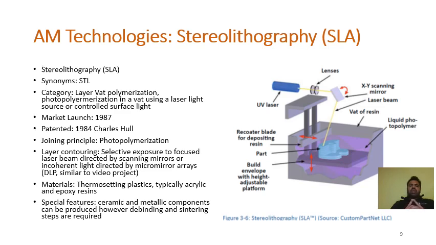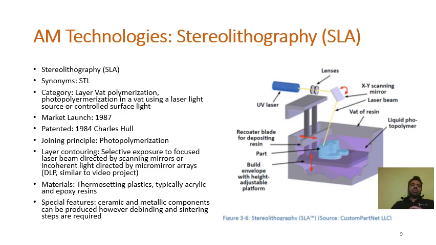Parts are built in SLA by local polymerization of a photosensitive resin by exposure to ultraviolet light coming from a laser or an incoherent source of light. Thermosetting plastics like acrylic and epoxy resins are used to build parts in SLA.